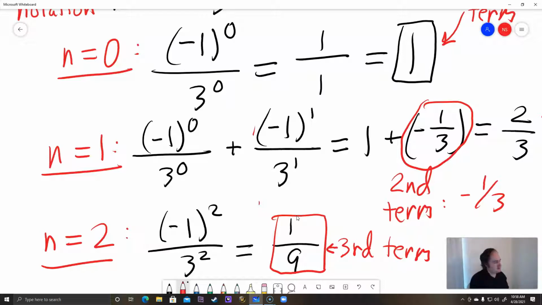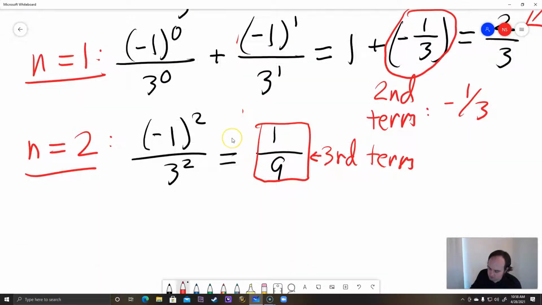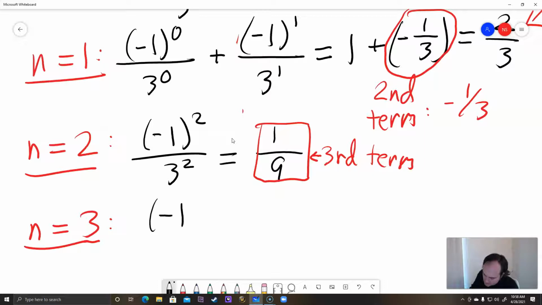And I think for these, they usually have you go up to the fourth term. So let's go ahead and do the fourth term. Okay, so when n equals 3, that's actually our fourth term. And remember, it's our fourth term because we started on n equals 0. So n equals 0 is the first term, n equals 1 is the second term, and so forth. Okay, so when n equals 3, we're plugging in 3. So we have negative 1 to the third divided by 3 to the third.